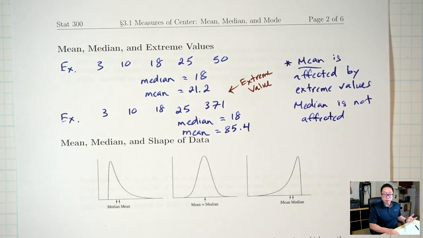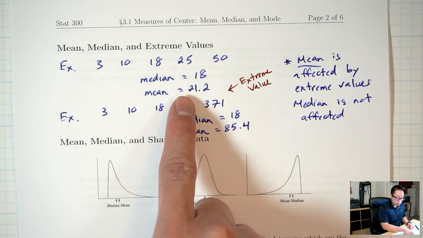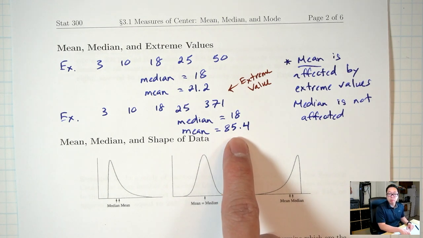And the median is not affected. And having just one extreme value changed the mean by a lot, right? It went from 21.2 all the way up to 85.4.